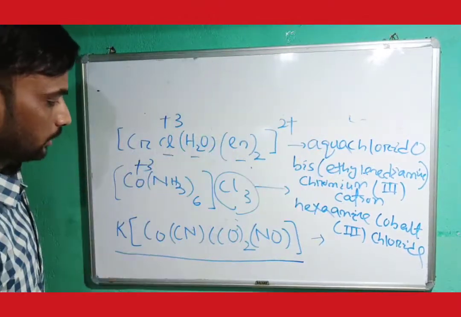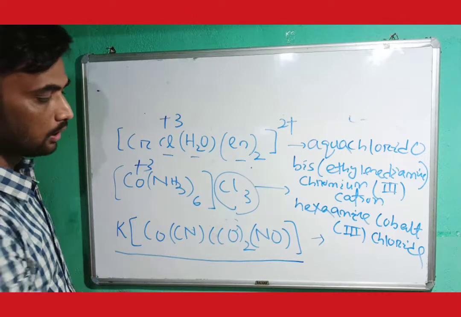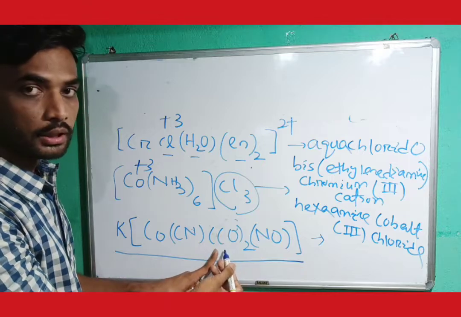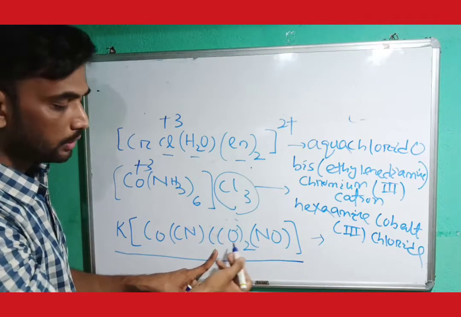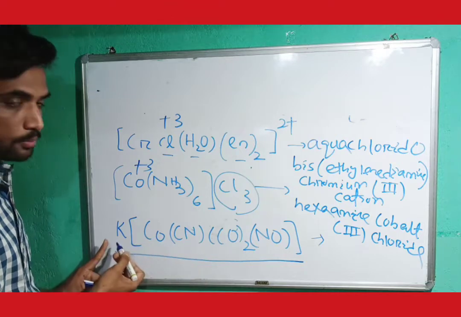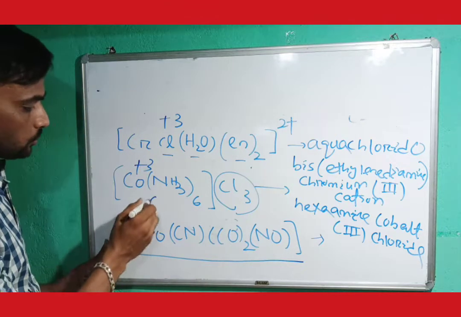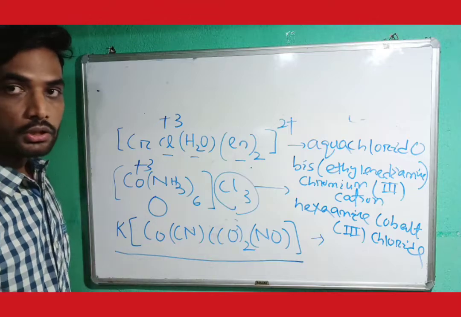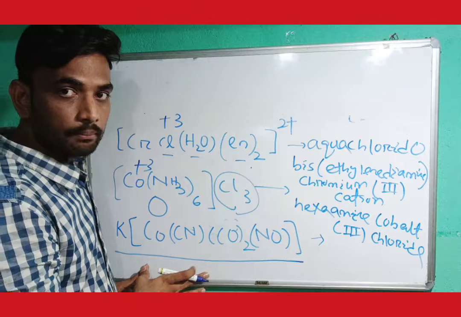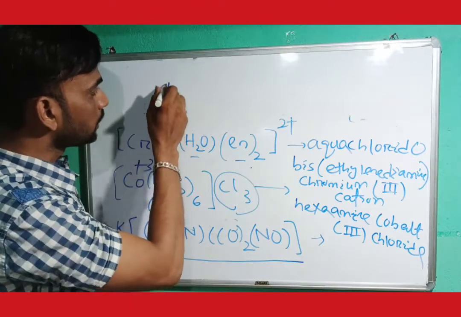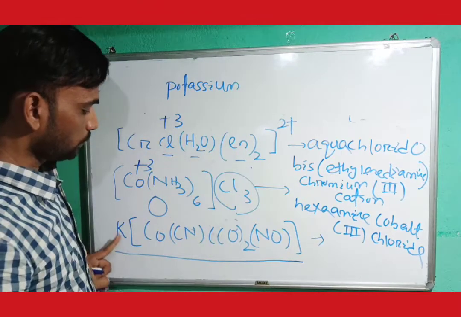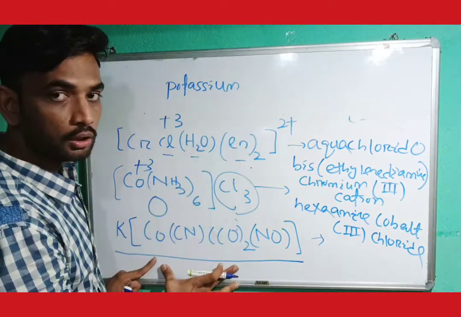Then we can calculate the charge. Here NO is the nitrosyl neutral ligand, carbonyl is a neutral ligand. They have charge 0, they already have charge 0. Cyanide has charge minus 1, and potassium is plus 1. So the charge is completely 0. Clear? So when we write the name, you can start it from the potassium. Then go through the complex part.